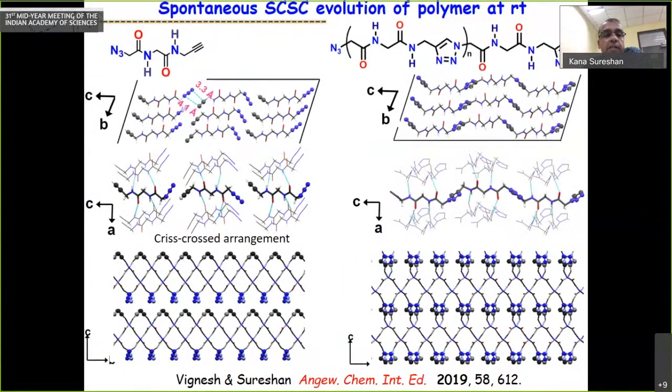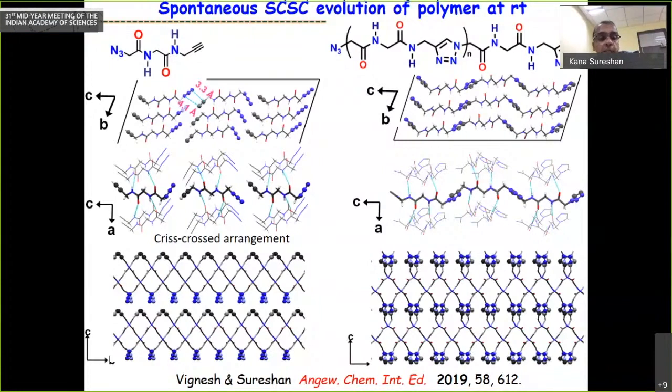So we made this dimer, and in this case what we got is again a ready-to-react conformation between azide and alkyne, 3.3 angstrom, and it automatically reacts. At room temperature it reacts. In this case we get a cross-laminated topology. At the right bottom you see the cross-laminated adjacent layers of these polymers are at right angle to each other. This is a very interesting topology for a one-dimensional polymer.